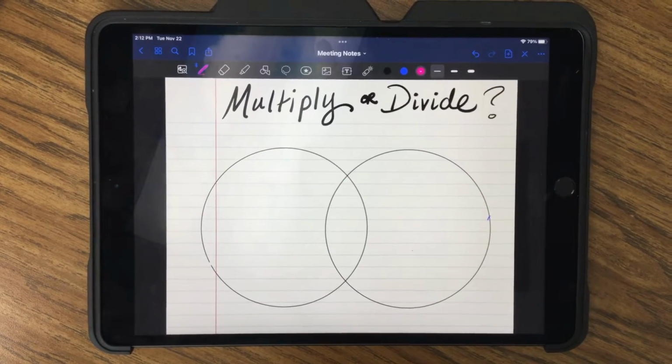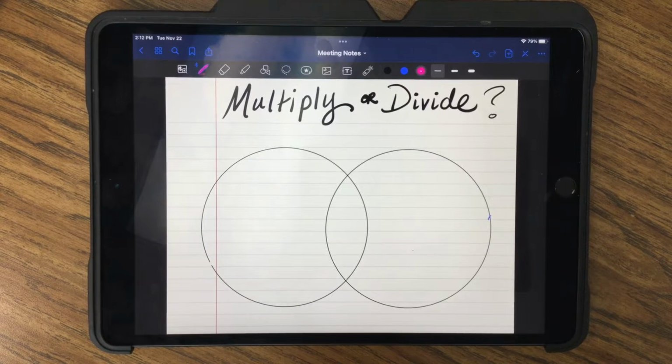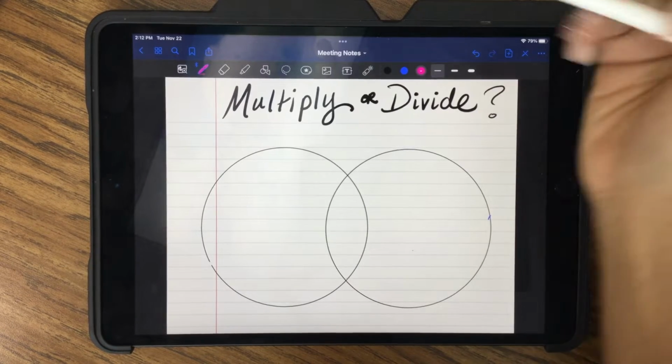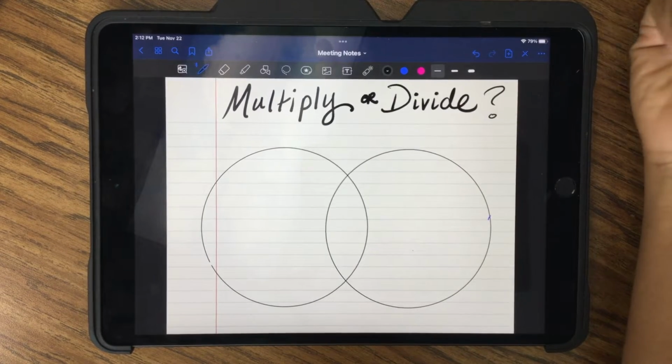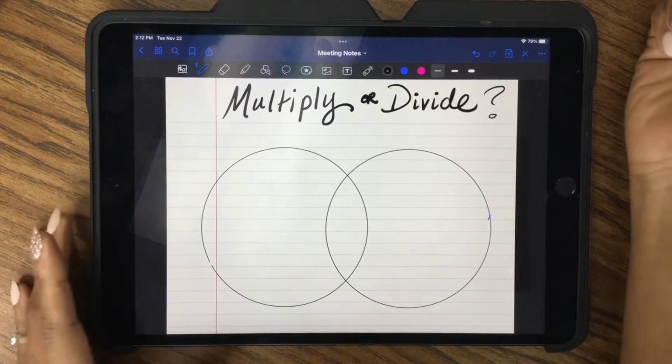Today we're going to look at some strategies to help us figure out, whenever we're looking at a word problem or a story problem, how do I know if I multiply or if I divide? So in order to do that, we're going to start by filling in this Venn diagram. We're going to look at some similarities and some differences between multiplication and division.